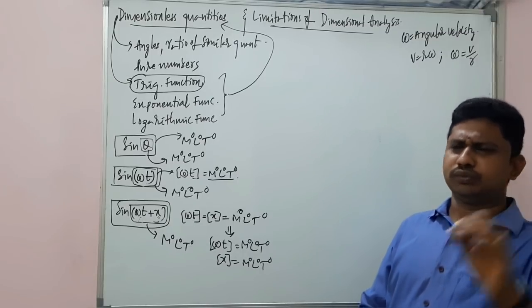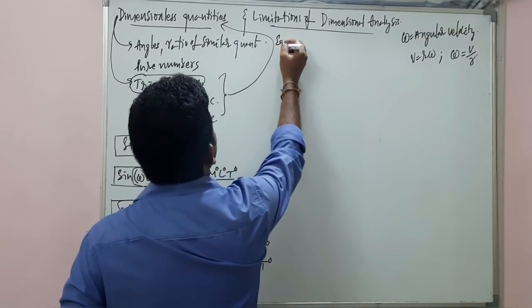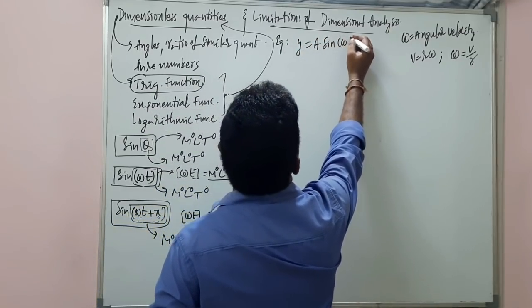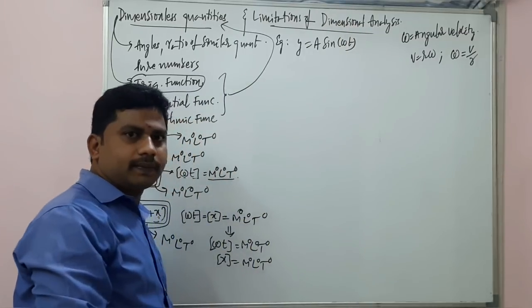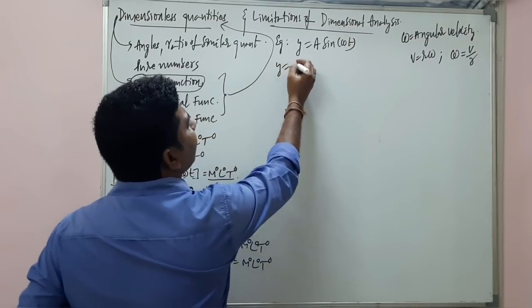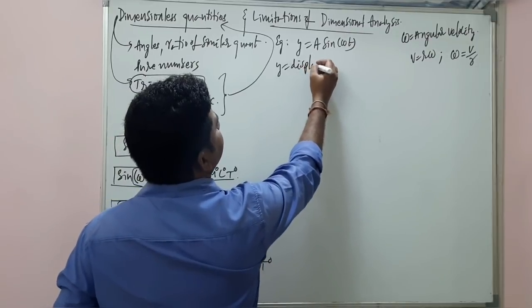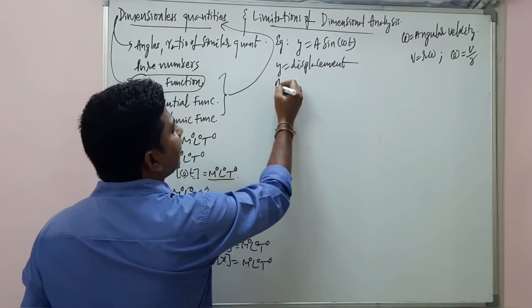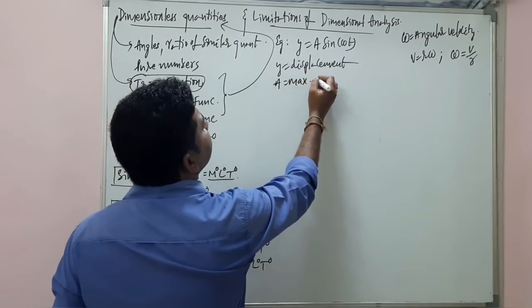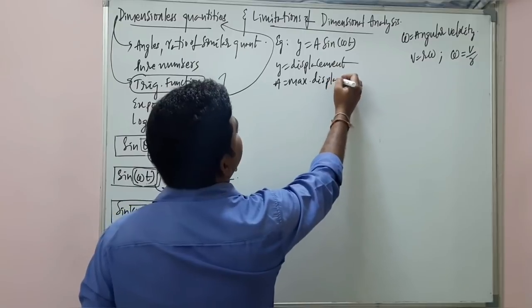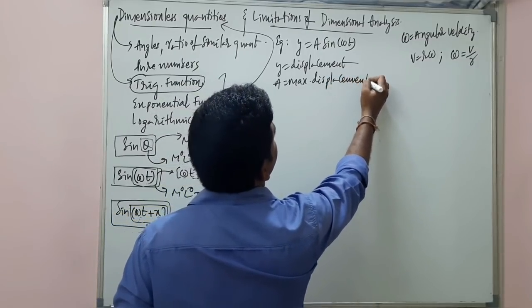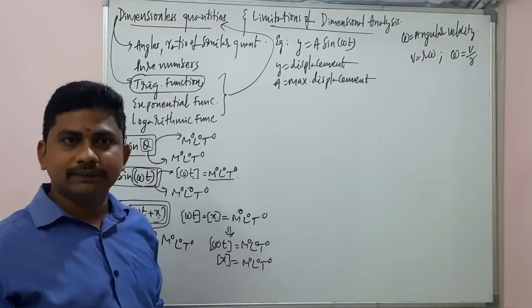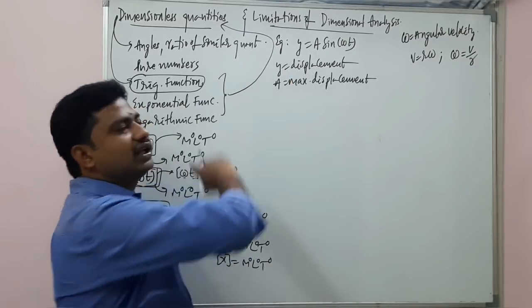Simple basic numerical. For example, the question is given like that. y is equal to a sine omega t. Alright? So, y is the displacement of the particle. What is that? A displacement of the particle. And a is the maximum displacement of the particle. So whatever it may be, both are lengths only. Yes or no? Length only. This is a length and this is also a length.